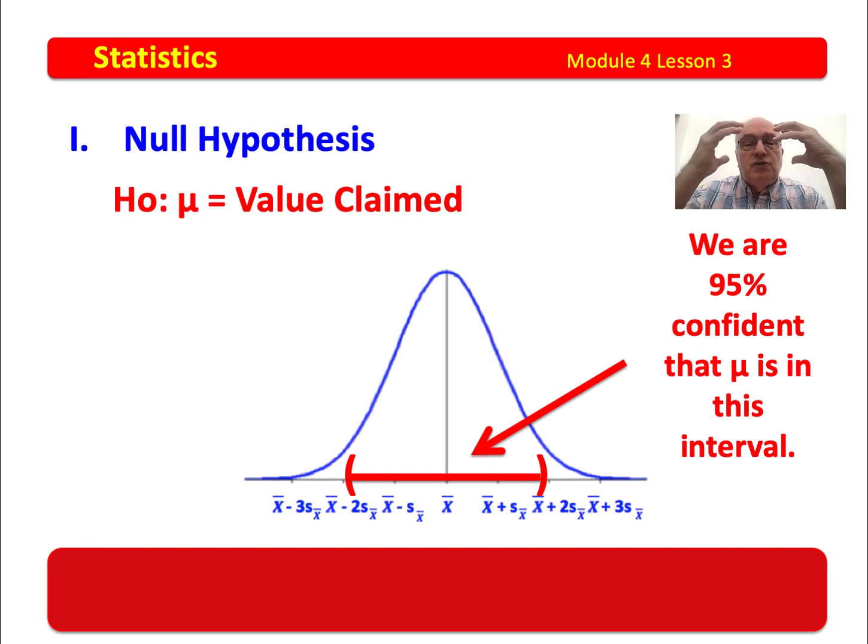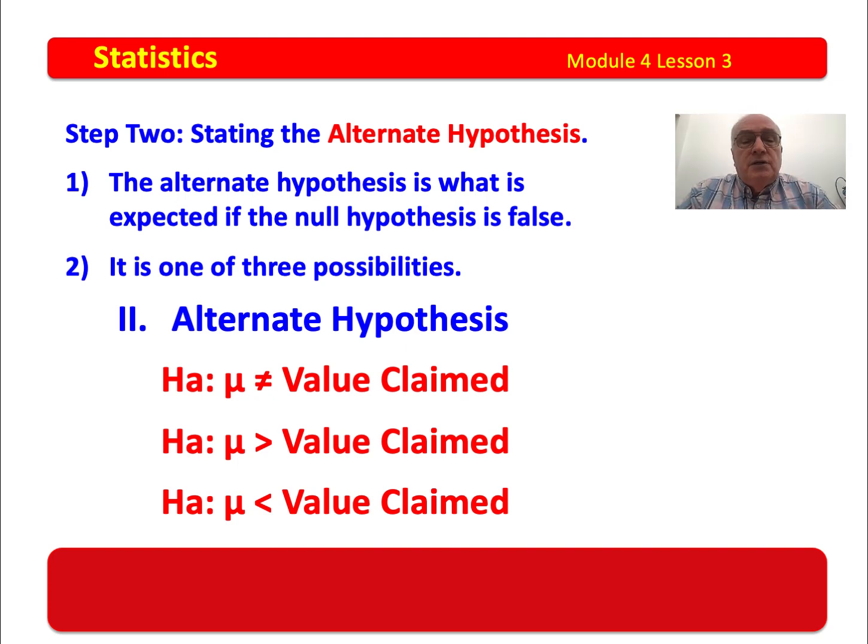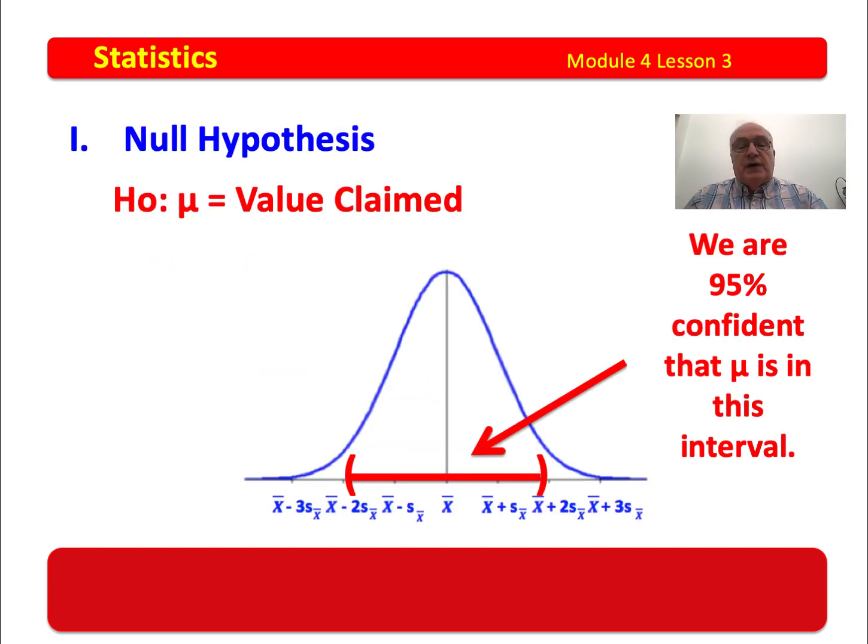Now, I want you to envision what has happened here. The manufacturer has made a claim. Based on that claim, we have taken a sample. The sample has X bar. We have built a 95% confidence interval around X bar, and what we're going to do is look to see if mu is in that interval or if it is not in that interval. Now, the alternate hypothesis is what is expected if the null hypothesis is false. Now, I don't want you to miss the fact that we have 2 possibilities.